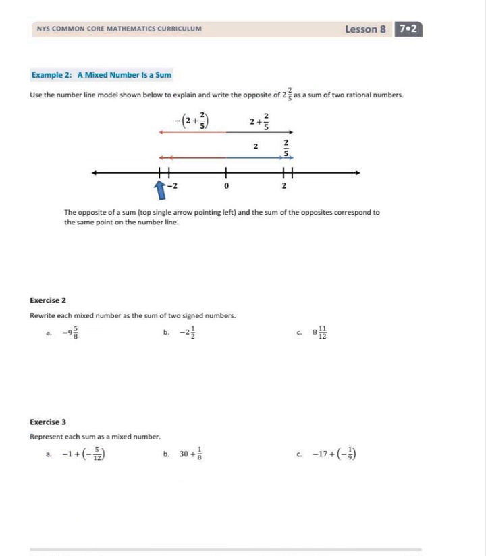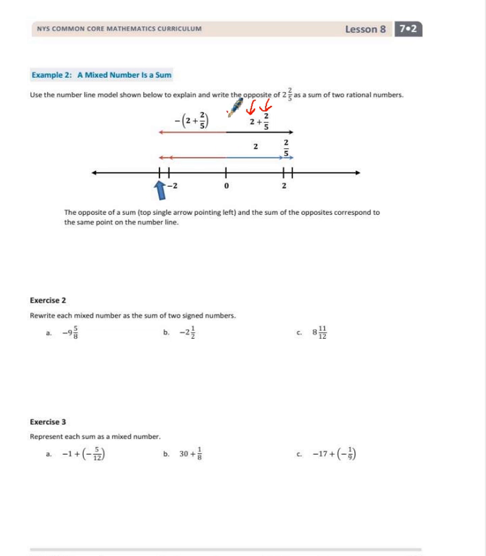On the next page, this problem is a little bit more, it's here just to show you, is what I should say. It's not really a problem. It says use the number line to model to show and explain and write the opposite of 2 2/5 as a sum of 2 rational numbers. What it's showing you on the right side of this lower line shows me that I have 2 as one number and then 2/5 as a separate number. Okay, so they're just showing you that having the 2 pieces is the same thing. Up here, we show that we have a whole number and a fraction, and we're putting them together. So this side is pretty easy, basic.